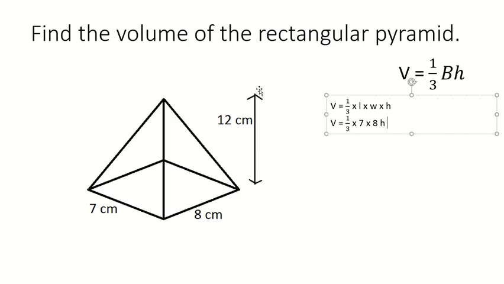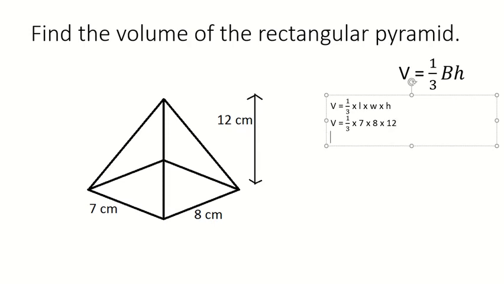You can see the height of the pyramid. They're either going to show it from the top of the pyramid to the base. Sometimes they'll show it inside the pyramid, or sometimes they show it outside. So you're looking for this straight line somewhere from the tip of the pyramid to the base. So it's 12.